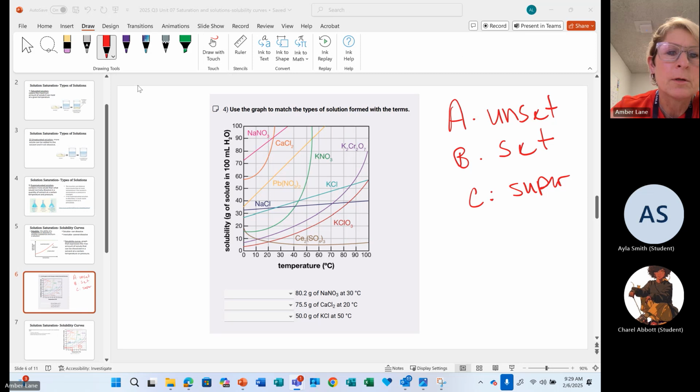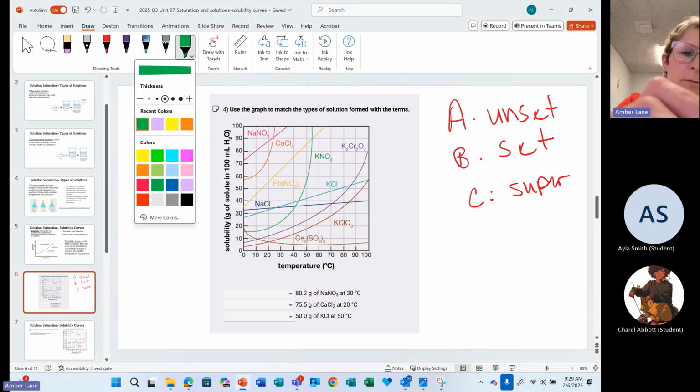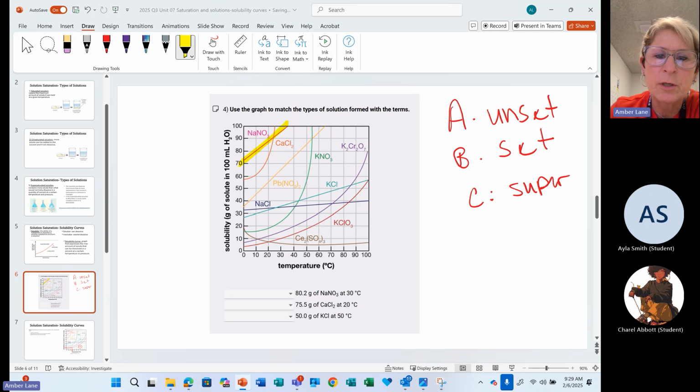Let me see if this will mess it up. Okay, so this is the line that I'm looking at. At 30 degrees and 80.2 grams. So if I was to go over 30, up 80.2, so let's see, 80 over 30, up 80, what is it, 80.2?